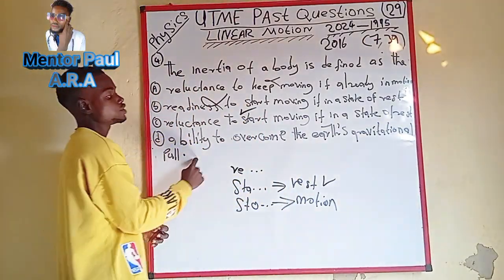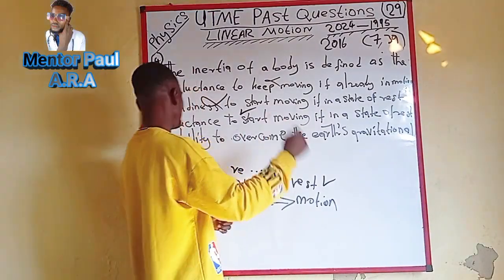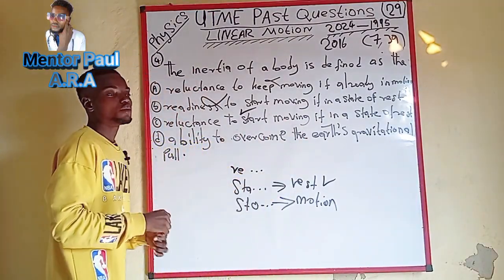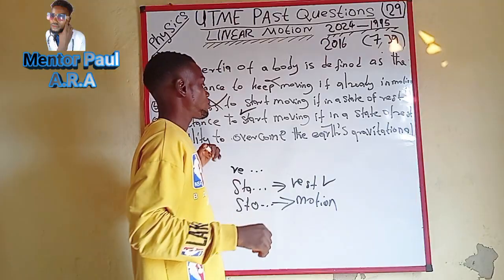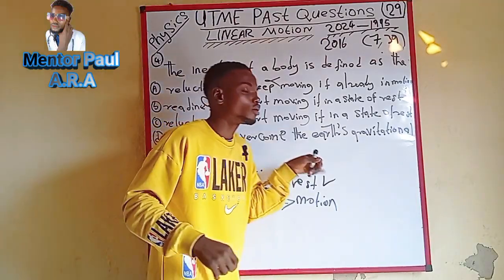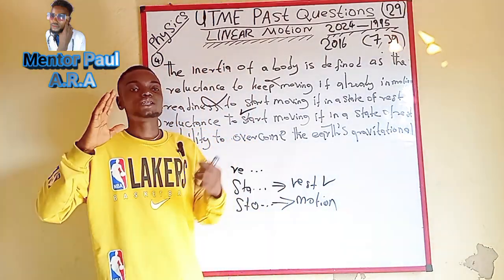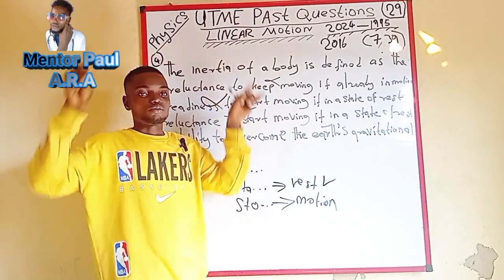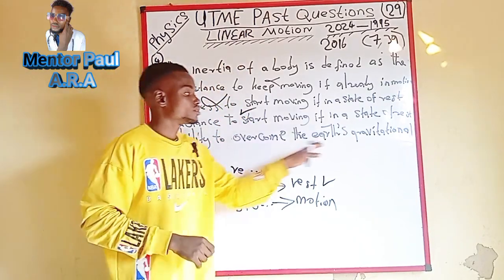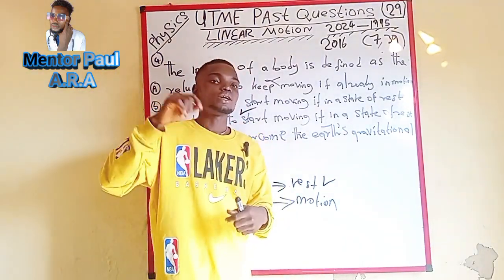Let's go to D. Ability to overcome the Earth's gravitational pull. I want you to tell me in the comment section, what is the ability of a body to overcome the Earth's gravitational pull when you want to cross the Earth? I made a video on gravity. I mentioned that. Let me know in the comment section.